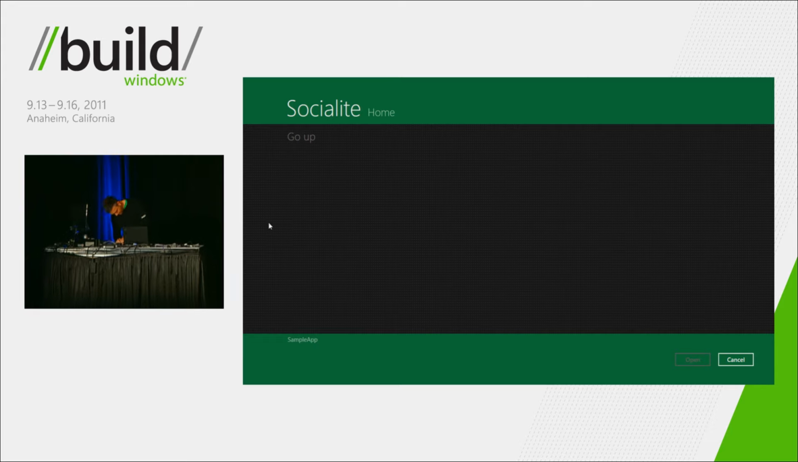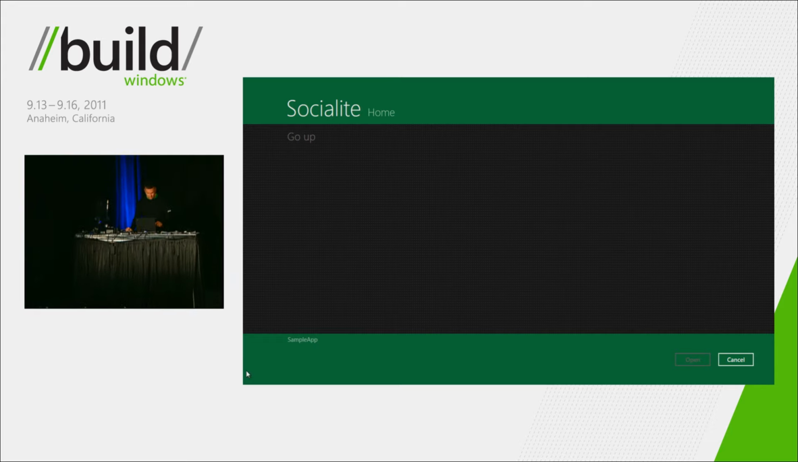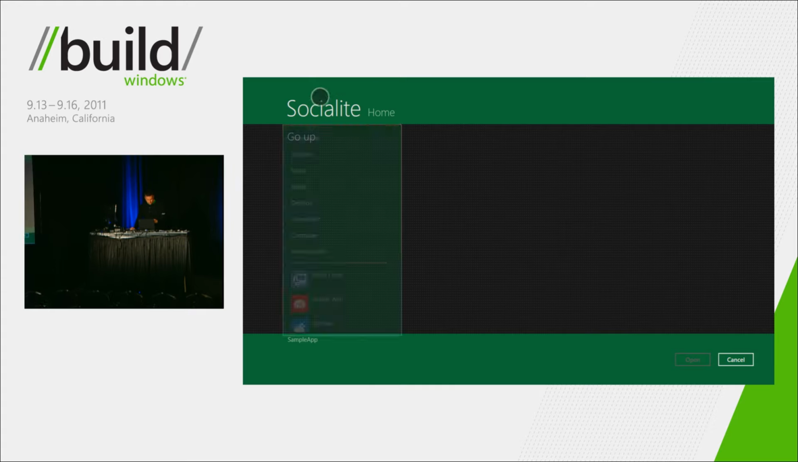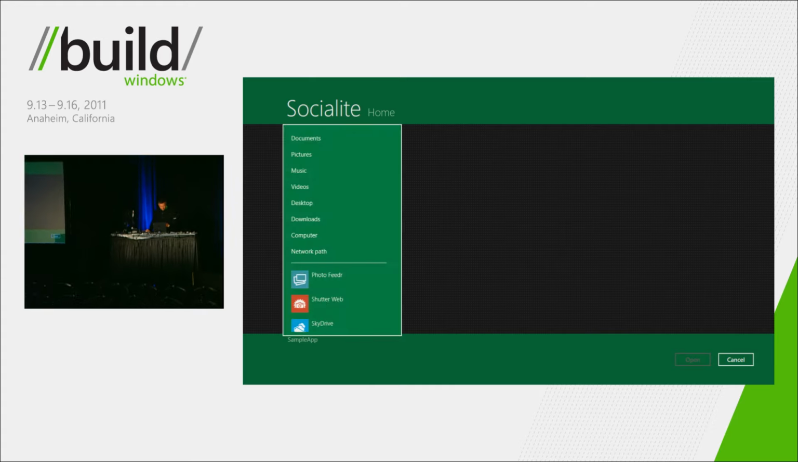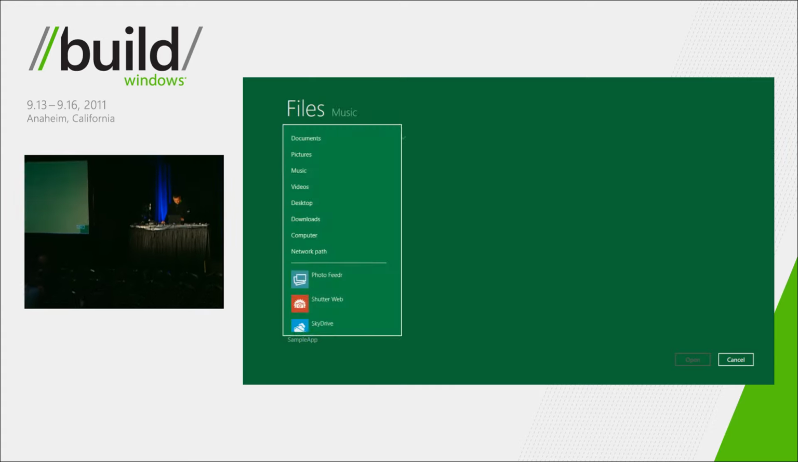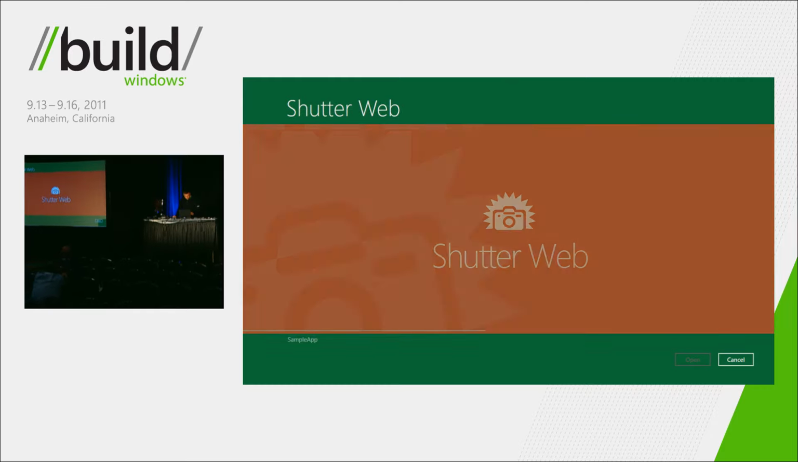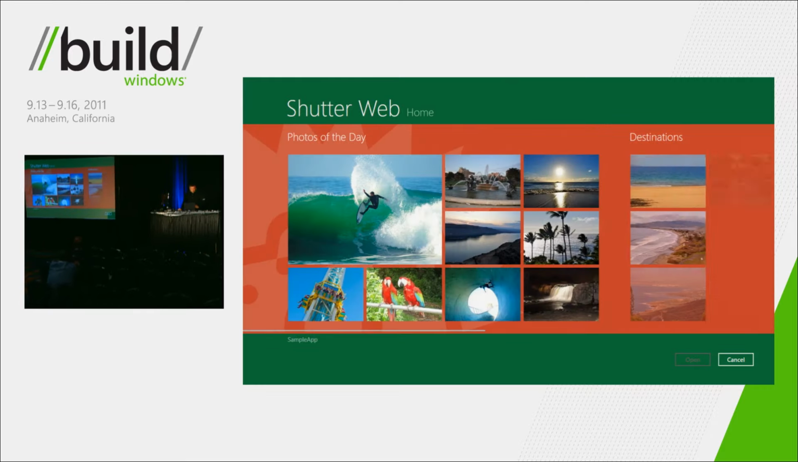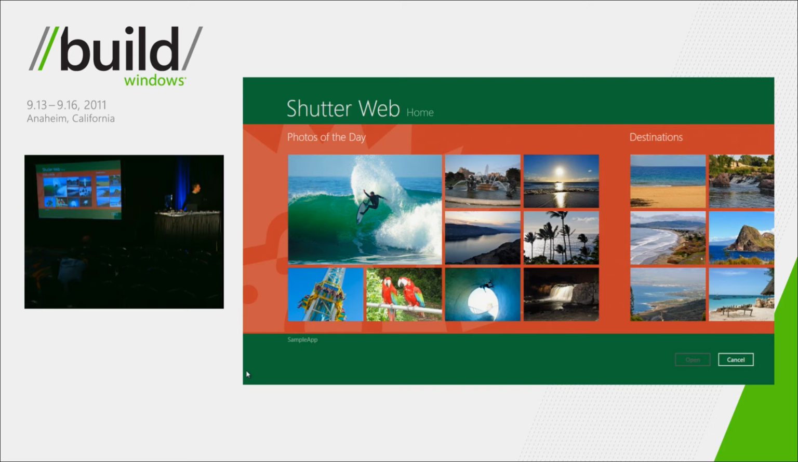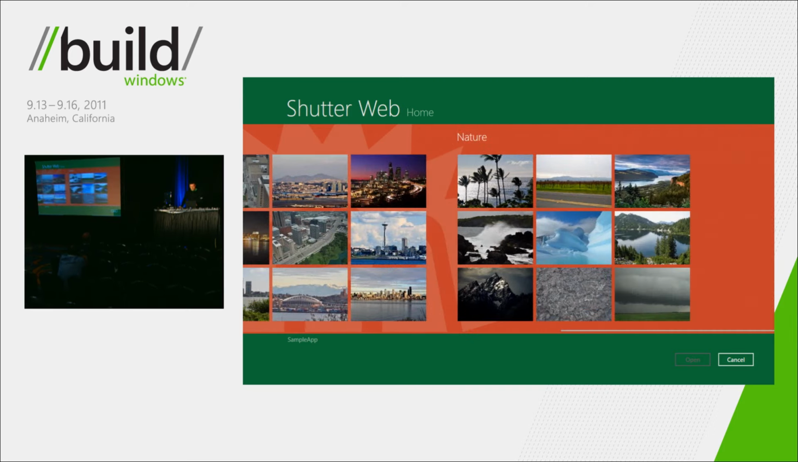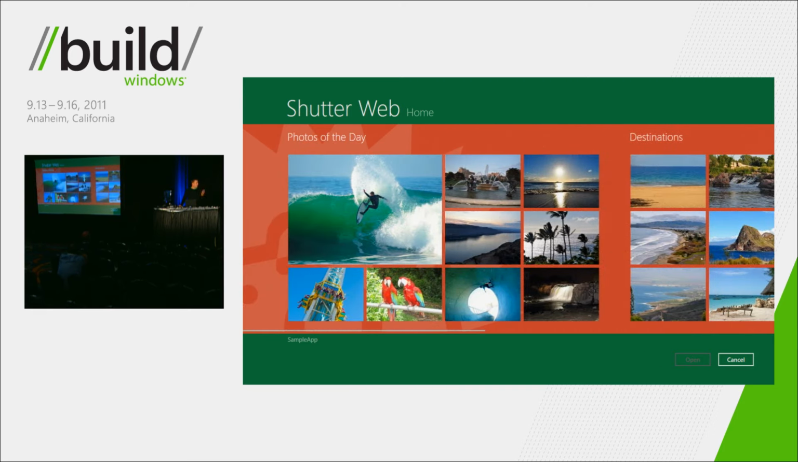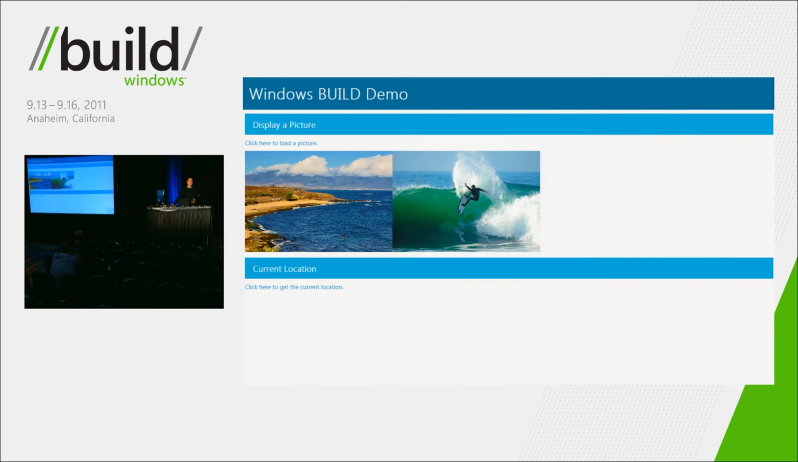All right. Let's give that a try again here. We'll go back out. All right. Well, let's use ShutterWeb. It doesn't matter. So you can see here I have an experience that this application is providing with files and photos. So I can say, well, let's go ahead and select that photo, and I'll hit Open. And you see that's returned to my app.